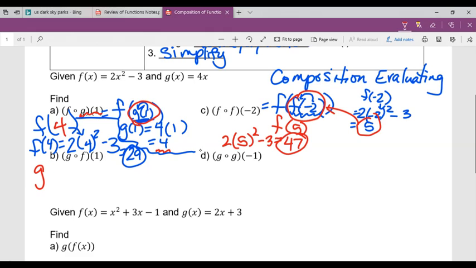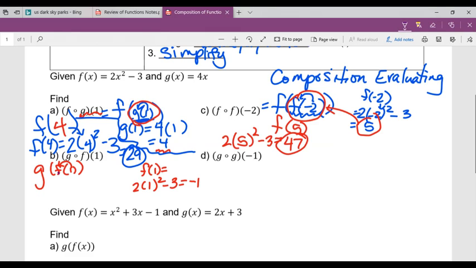So we get g of f of 1. So we're going to plug a 1 into f first. So f of 1 is 2 times 1 squared minus 3. So that makes negative 1. So this whole thing, I'm going to change colors here for you.